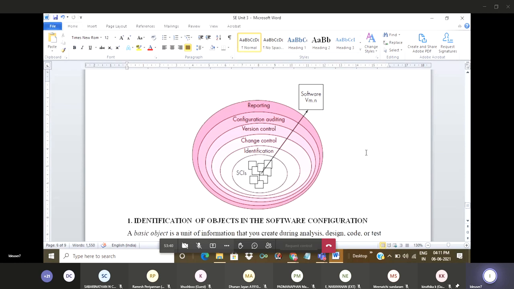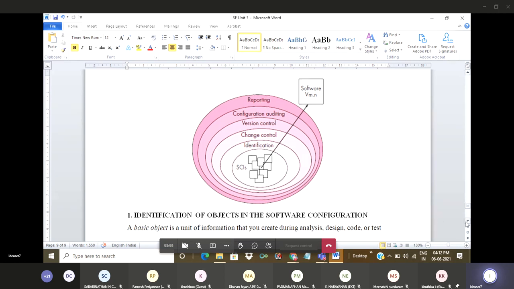Here, first we have to identify, then we have change control, version control, auditing, and at the end reporting. These are the steps of software configuration. First, how do we identify? So first is identification.